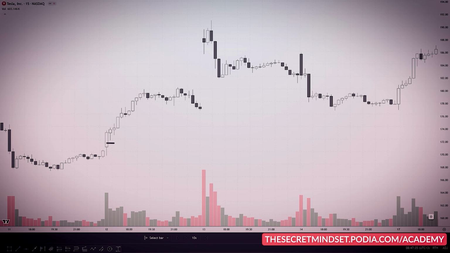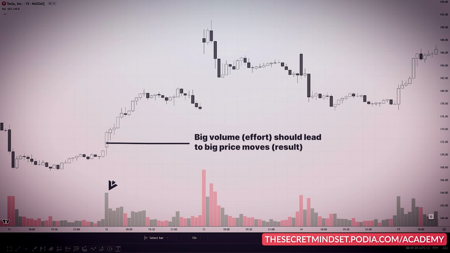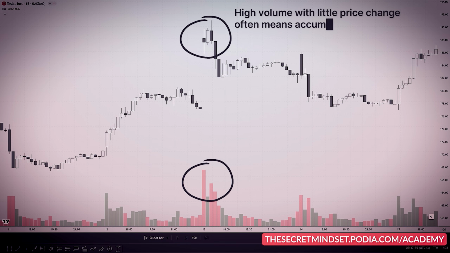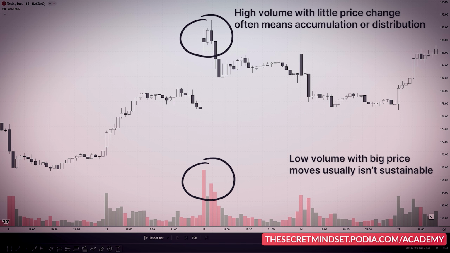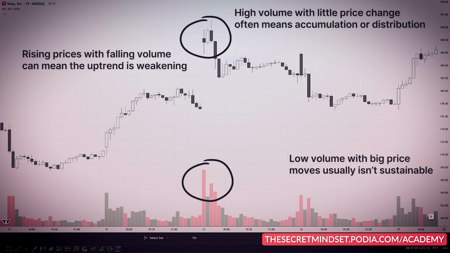Here's how it works. Big volume, the effort, should lead to big price moves, the result. Small volume should lead to small price moves. If there's a mismatch, it can signal a change coming. High volume with little price change often means accumulation or distribution. Low volume with big price moves usually isn't sustainable. Rising prices with falling volume can mean the uptrend is weakening.